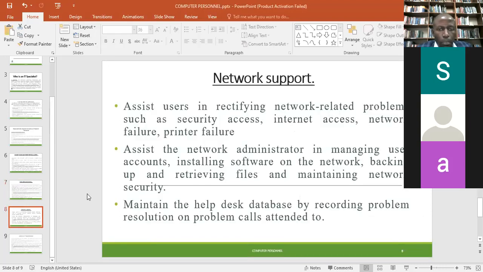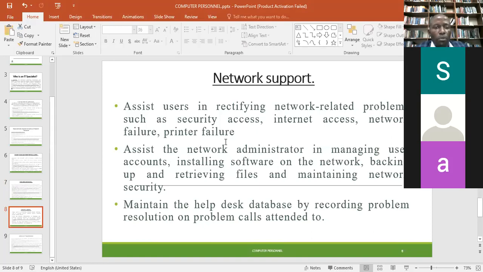The network support. I think this one I'd already mentioned, that the network support, basically your work is to assist users in rectifying network related problems. There could be security access issues, issues of passwords, issues of firewall. There could be internet access, or simply a network failure, or a printer failure, printers that are connected on the network. Maybe a print server doesn't have the network.